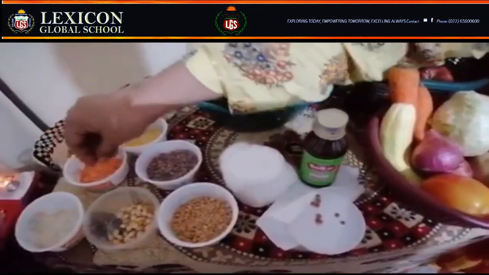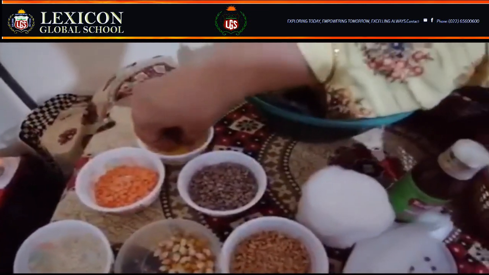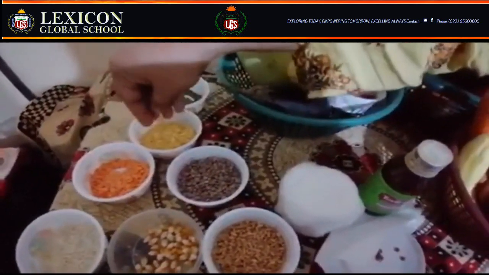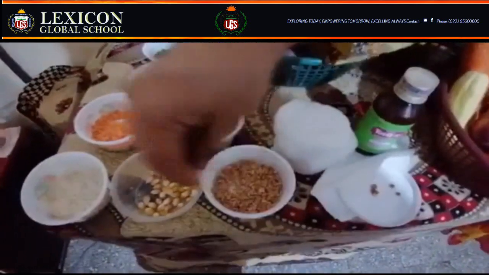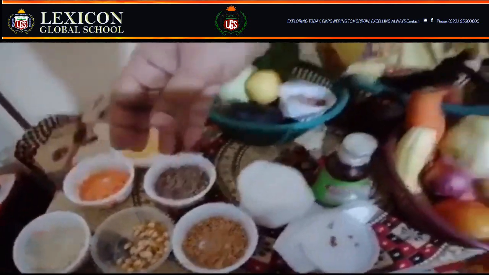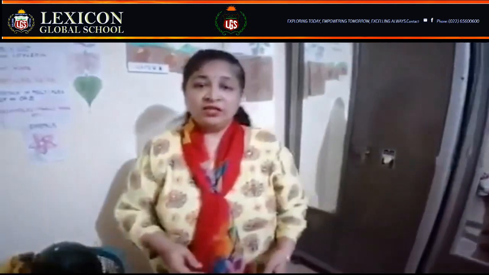Okay, so next time when you see the seeds, one more thing I would like to show you, that this dal you get from masoor or any dal, these all dals are cotyledons. This wheat, this corn, this rice which we eat, these all things are seeds.